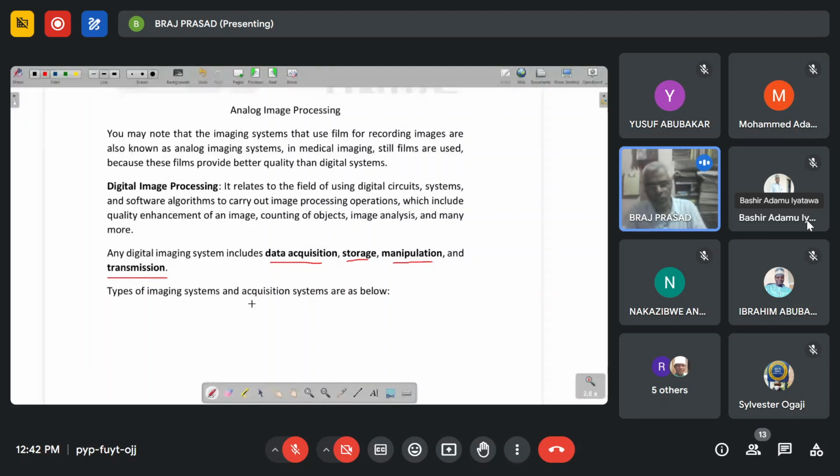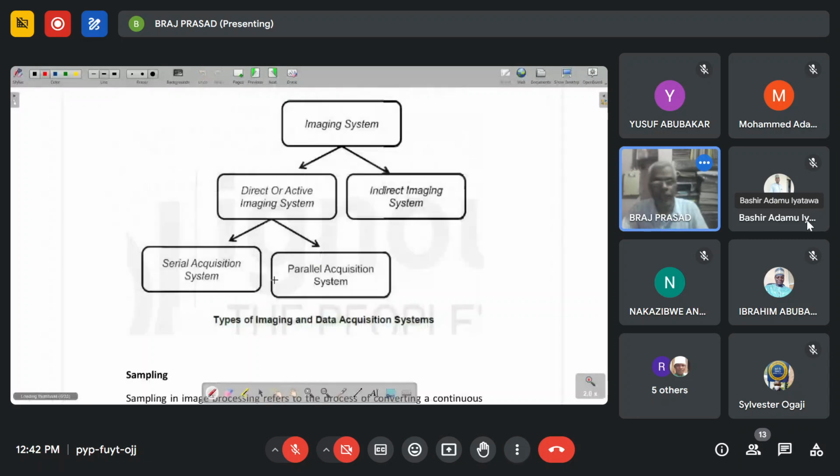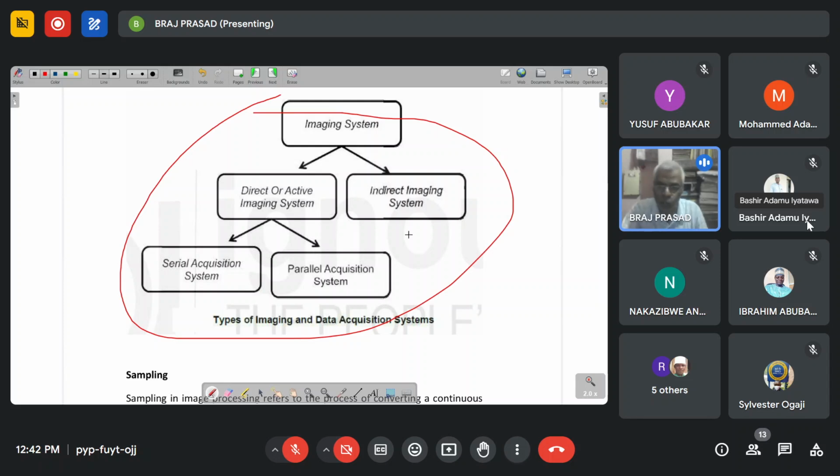Types of image systems and acquisition systems are as follows. The first type of system is image systems, and it is divided into direct or active image systems, then indirect imaging systems, and direct is also divided further into serial and parallel acquisition systems. The meaning and definition of all these types are given in the IGNOU block, and this is the figure from the IGNOU block. So you can study or read the meaning of image systems, direct or active image systems, from your IGNOU block.